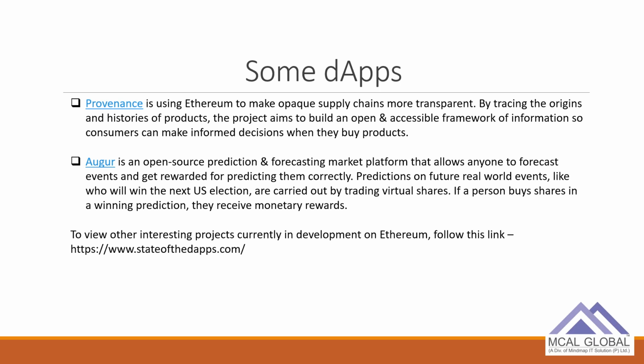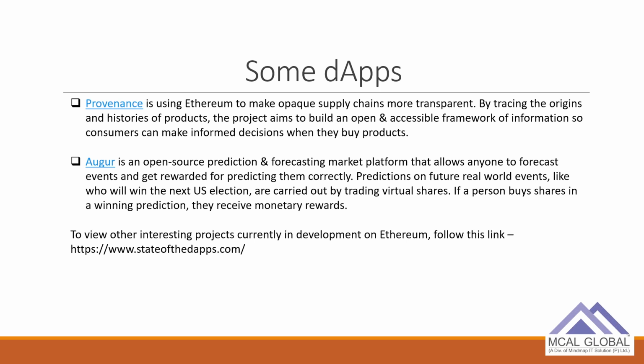The next is Augur. Augur is a prediction and forecasting market platform that allows anyone to forecast events and get rewarded for predicting them correctly. So it is like you go on this site, they will ask you who is going to win. Say for example, there's a match today between Mumbai Indians and RCB. They would ask you this question, you vote for Mumbai Indians.